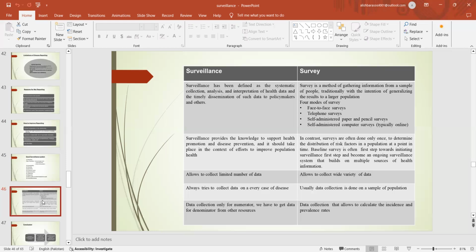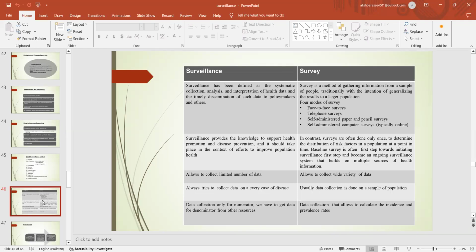Surveillance provides the knowledge to support health promotion and disease prevention, and it should take place in the context of efforts to improve population health. In contrast, surveys are often done only once to determine the distribution of risk factors in the population at a point in time. A baseline survey is often the first step towards initiating surveillance and becoming an ongoing surveillance system that builds on multiple sources of health information.